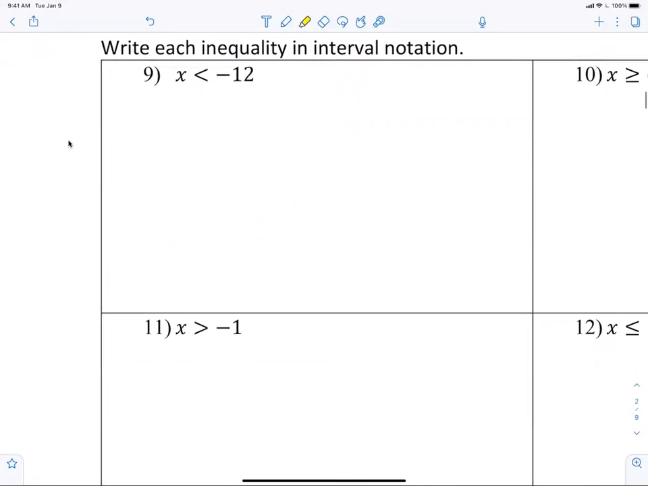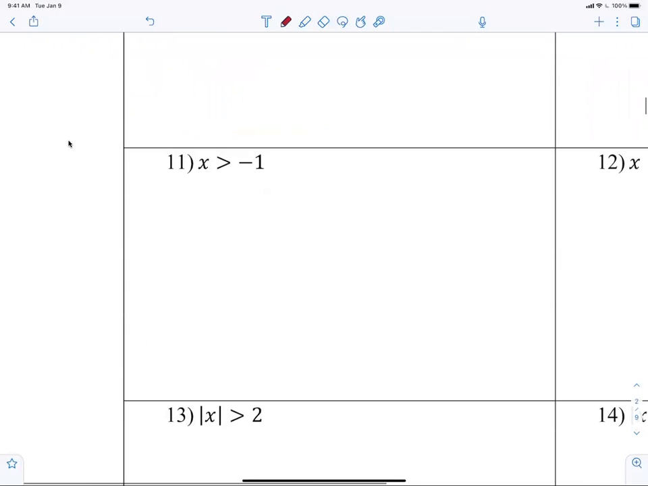Less than negative 12. Everybody should be able to tell me that's just from negative infinity to negative 12, parentheses around both. Everybody good with that? X is greater than negative 1. Negative 1, comma, infinity. This is the time where you're supposed to be asking if you're having trouble. Anybody? Because this is greater than negative 1, right?